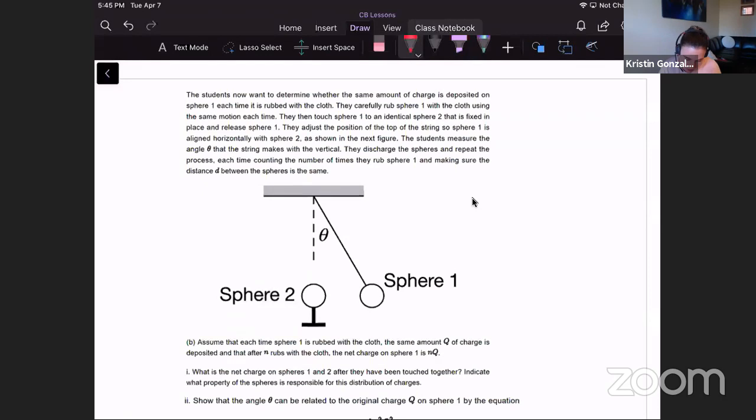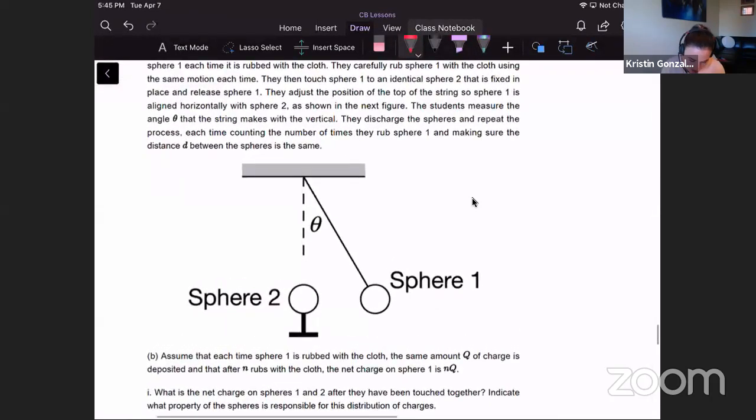So we're going to carefully rub sphere 1 with the cloth, the same motion each time. Then we're going to touch sphere 1 to an identical sphere, sphere 2. So we're going to introduce a second sphere here that's fixed in place. They then release sphere 1, and as you can see, sphere 1 is going to be repelled up at some angle away from sphere 2. The students are going to measure the angle, theta, that the string makes with the vertical. They discharge the spheres and repeat the process, each time counting the number of times they rub sphere 1 and making sure the distance d between the spheres is the same.